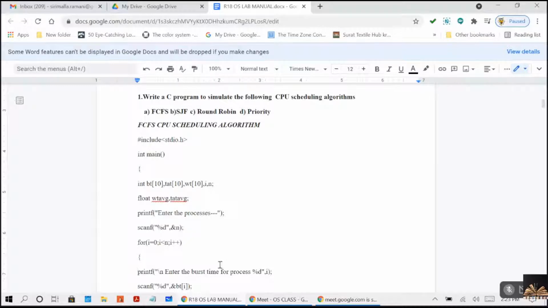What I am doing here is initially asking for the number of processes. You enter the number of jobs you want to give.